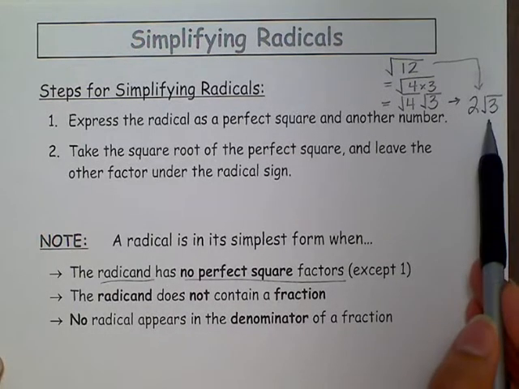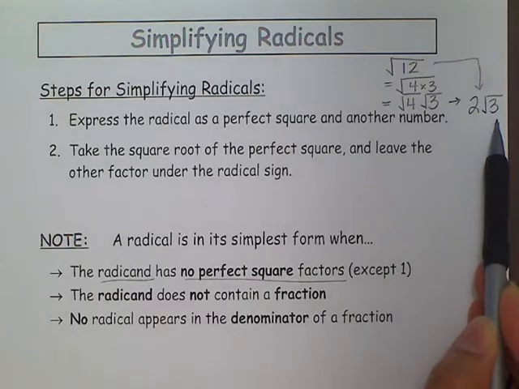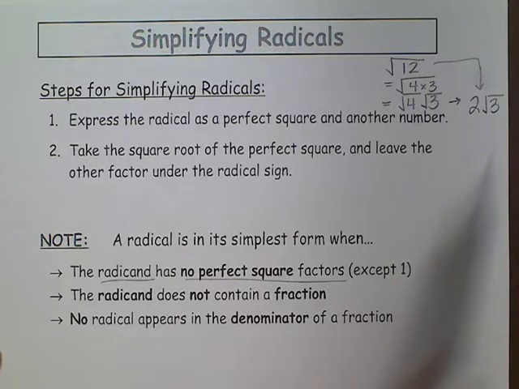So if you look at the square root of 3, the radicand part is 3. The only numbers that go into 3 are 3 and 1. There is no perfect square value other than 1 that goes into 3, or that you can divide 3 by.